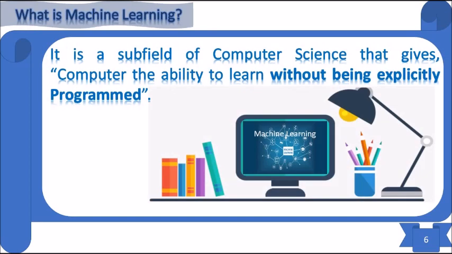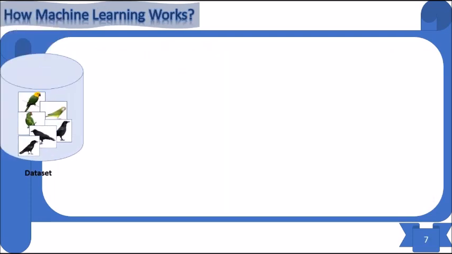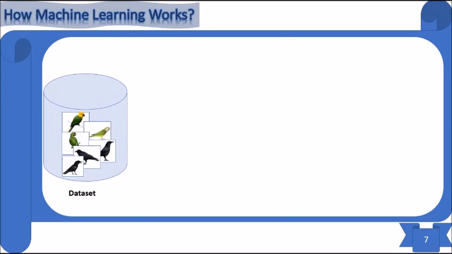So what exactly is machine learning? Machine learning is the field of computer science that gives a computer the ability to learn without being explicitly programmed. Now let's explore what exactly the meaning of without being explicitly programmed is. How does machine learning work?